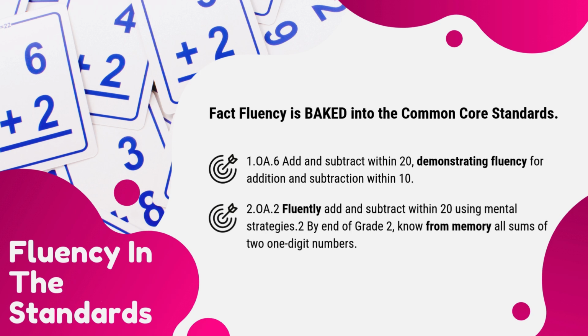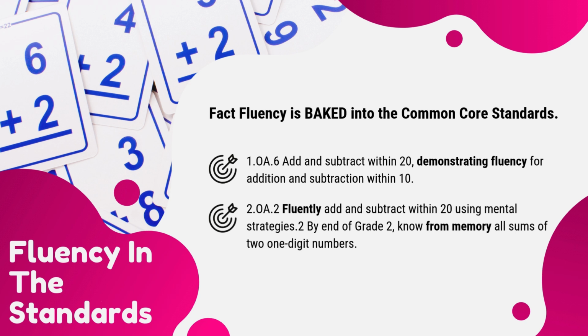When we look at second grade, students are now fluently adding and subtracting within 20 using mental strategies. And by the end of grade 2, students need to know from memory all sums of two one-digit numbers. Now, you might be thinking to yourself, isn't that the same thing, adding within 20 and the sums of all two one-digit numbers? 9 plus 9 is 18, so we're pretty much at 20 anyways. The difference here is that the facts your students need to know from memory are those single digit facts: 1 plus 5, 7 plus 6, 9 plus 3.